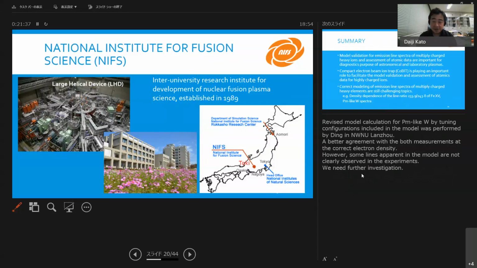And recently, revised model calculations for promethium-like tungsten, tuning configurations included in the model, were performed by Dean, our collaborator at Northwest Normal University, Lanzhou. There is apparently better agreement with both measurements at the correct electron density, you see here. However, some lines apparent in the model are absent or very weak in the measured spectra.